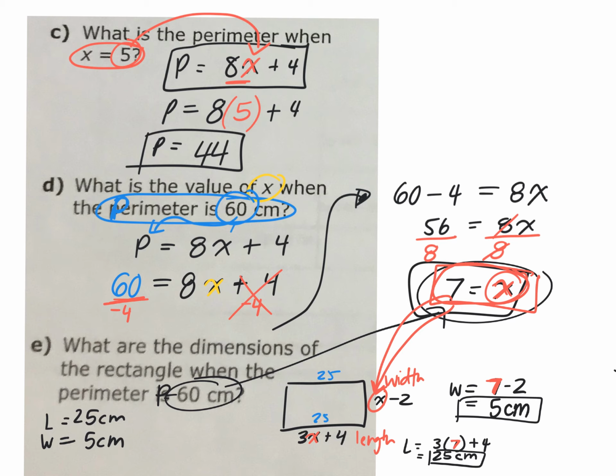What's 25 plus 25 plus 5 plus 5? Does that give us 60? 25 plus 25 is 50, plus 5 is 55, 55 plus 5 is 60. Yes, that makes sense, right? That worked. What if I were to ask you now, what's the area then of the rectangle?